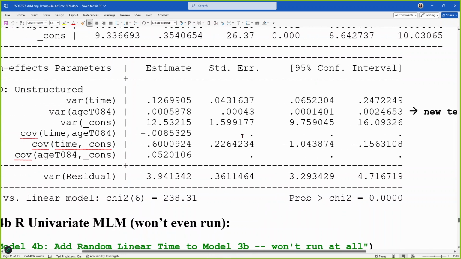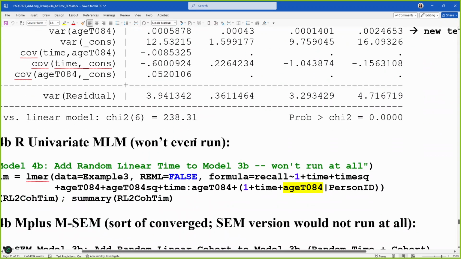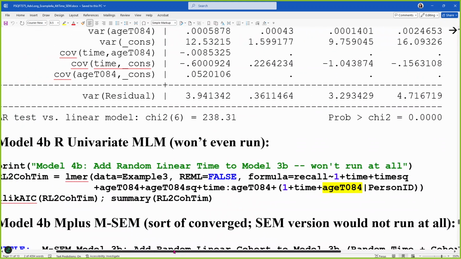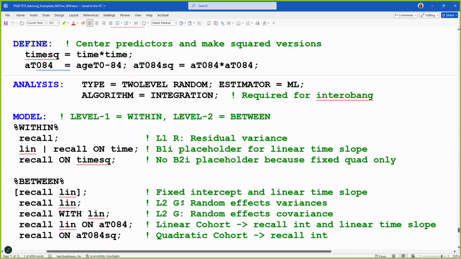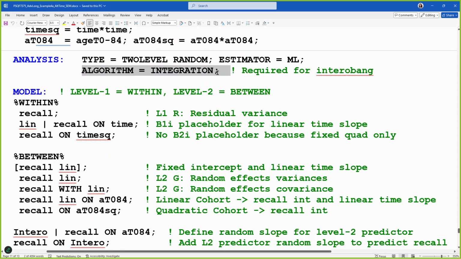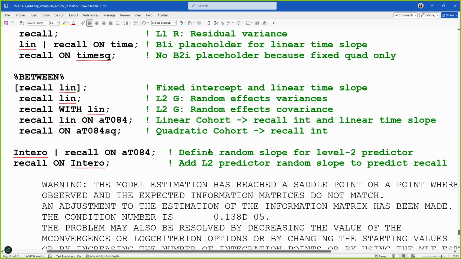I'll give you some incomplete output and call it good. R was like, absolutely not. M plus was like, I'll try. So it wanted me to change the way that the estimator is working into algorithm equals integration for some reason.